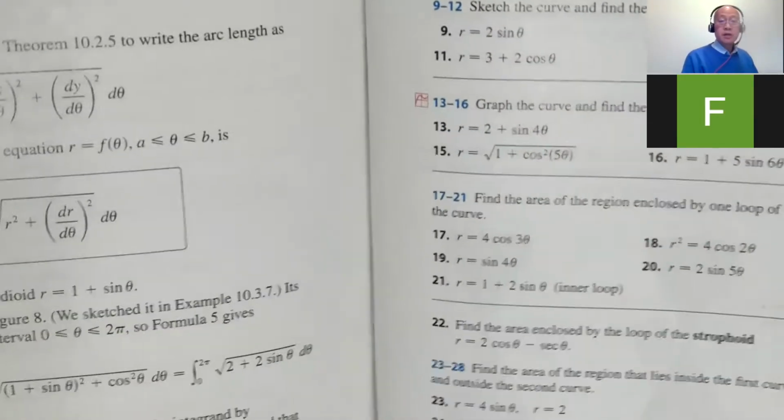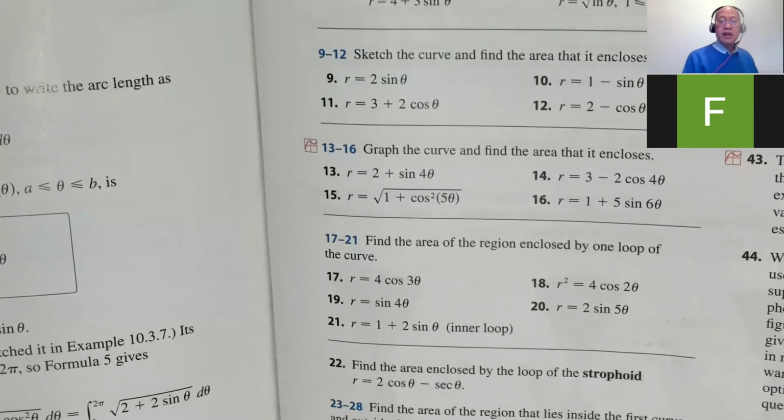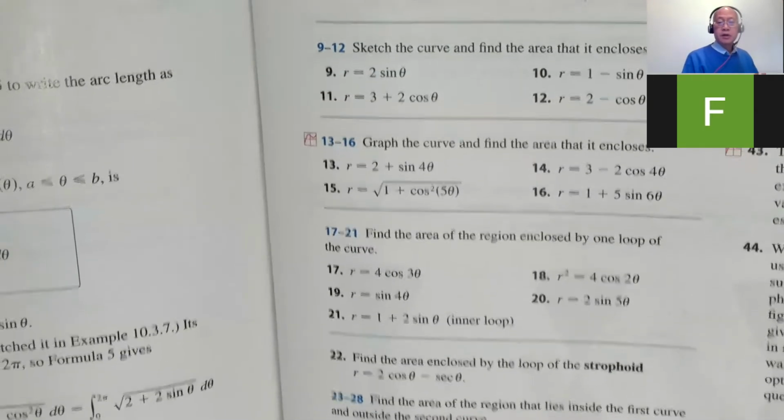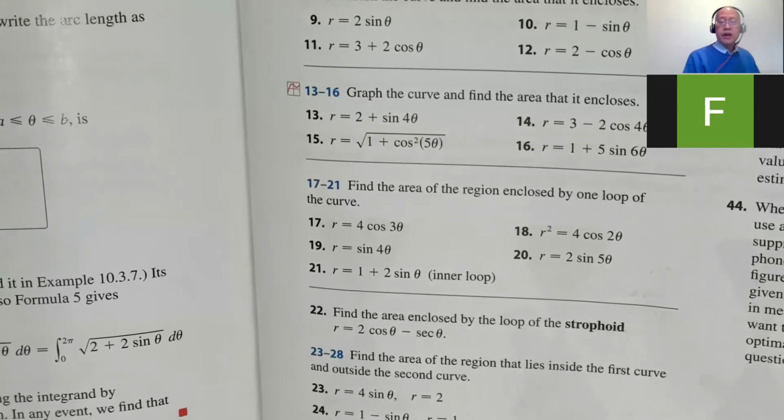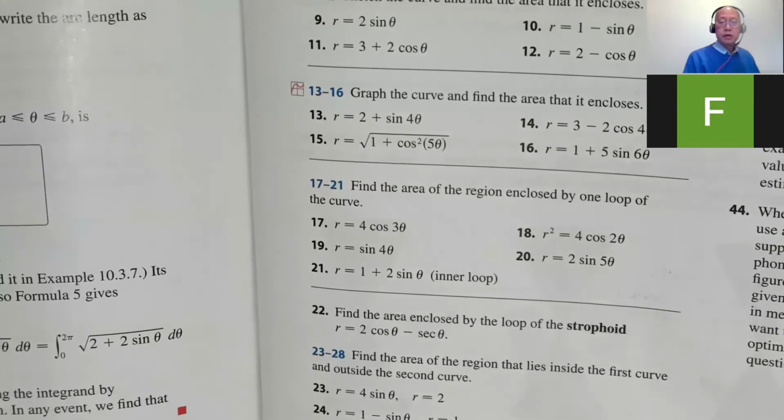Okay, now we have a few set of problems where we have to sketch and find the area. Like number 9, sketch the curve and find the area that it encloses. Or 17, find the area enclosed by one loop of the curve. Okay, so how do you do that? So that's going to require the graph paper also. And we'll figure out what's going on.